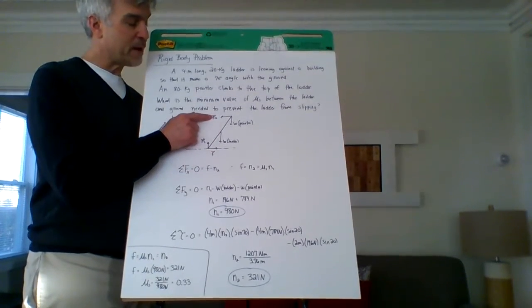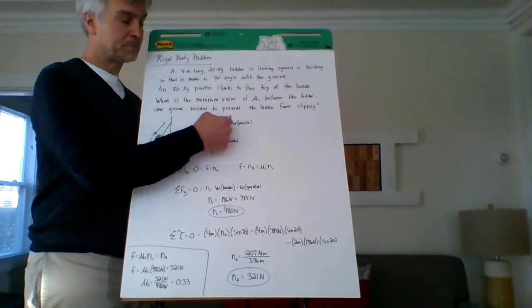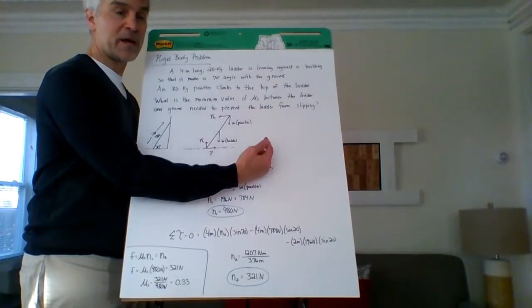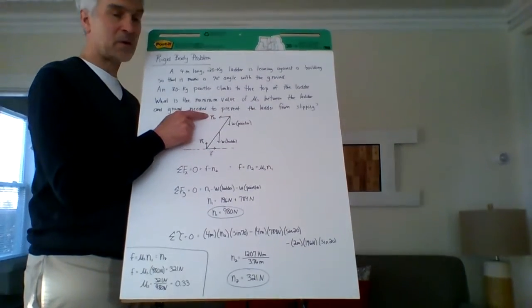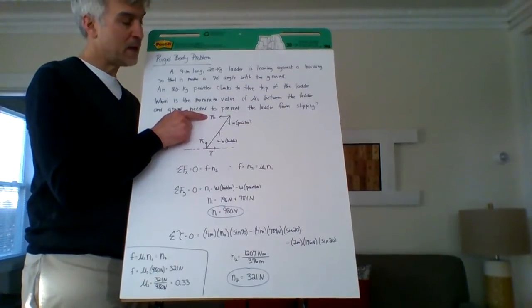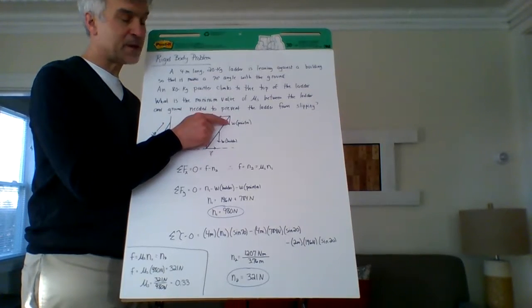At the top of the ladder, the building that it's leaning against is applying a normal force out this way, which we'll call N2. And I put the painter at the top of the ladder so his weight is straight down there.